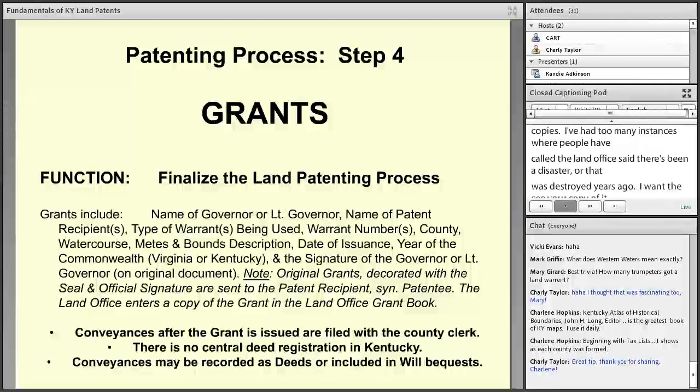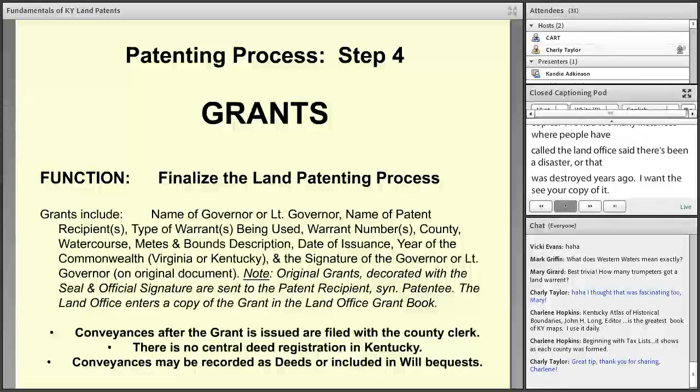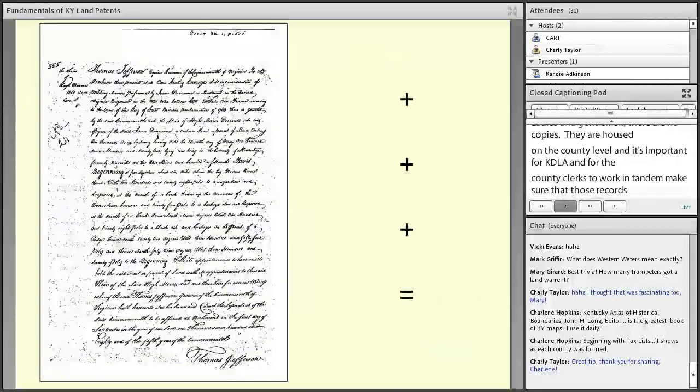They are housed on the county level, and it's important for KDLA and for the county clerks to work in tandem to make sure that those records are preserved for the future. I didn't get $1 for saying that. I just want you to know that. But I wanted you to hear it because you need to support your county clerks and preservation programs.